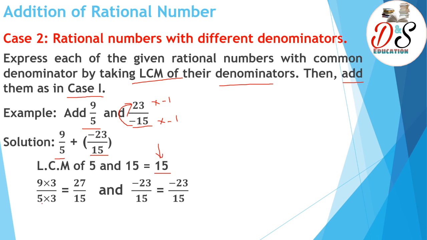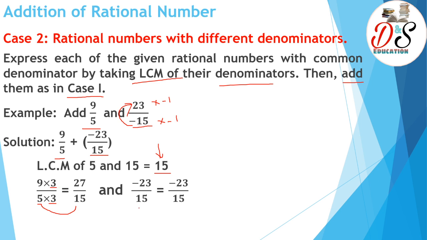Okay, how will you make 5 as 15? By multiplying 5 with 3. That's why we are multiplying 5 with 3. Now we are converting these into equivalent rational numbers, so we have to multiply with 3 in numerator also.